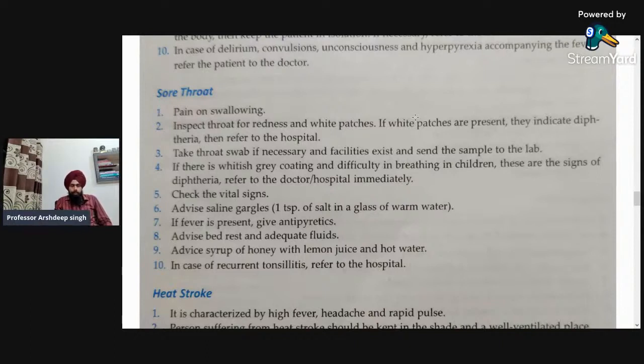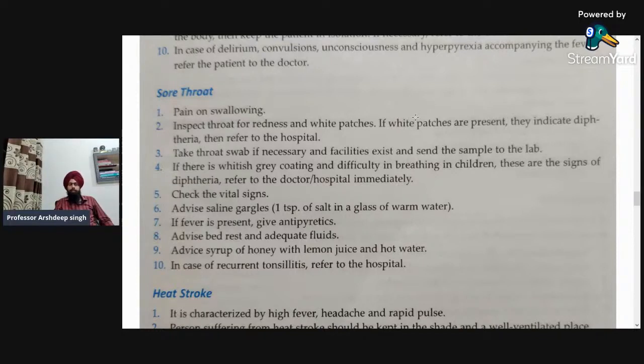Second, how would we manage this sore throat? Inspect the throat for redness and white patches. If these are present, that may indicate signs of diphtheria. So if there is the presence of white patches and redness in the throat, it may be diphtheria. Then immediately refer that person to the hospital.